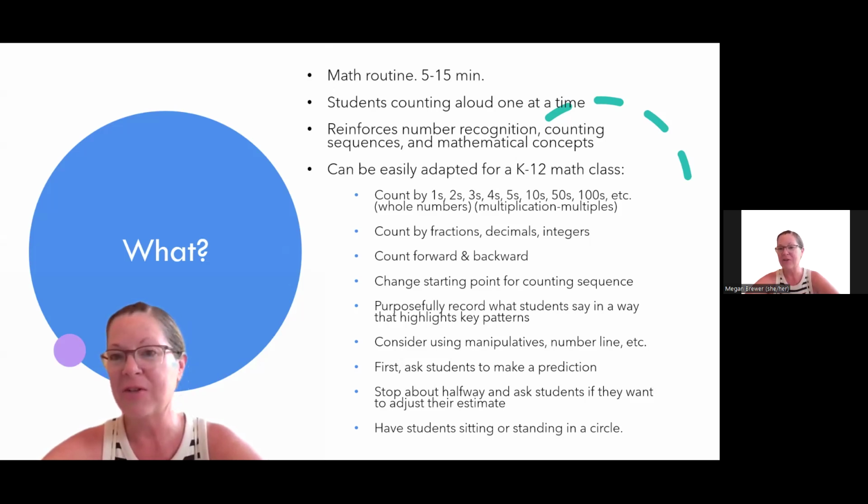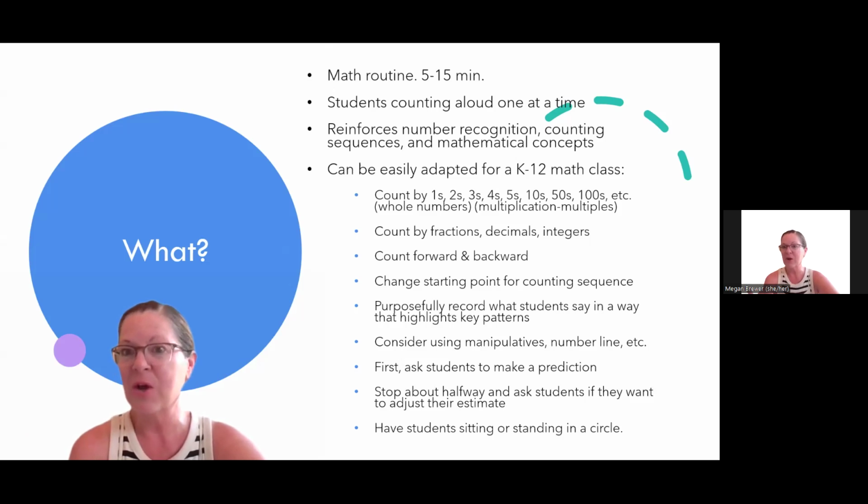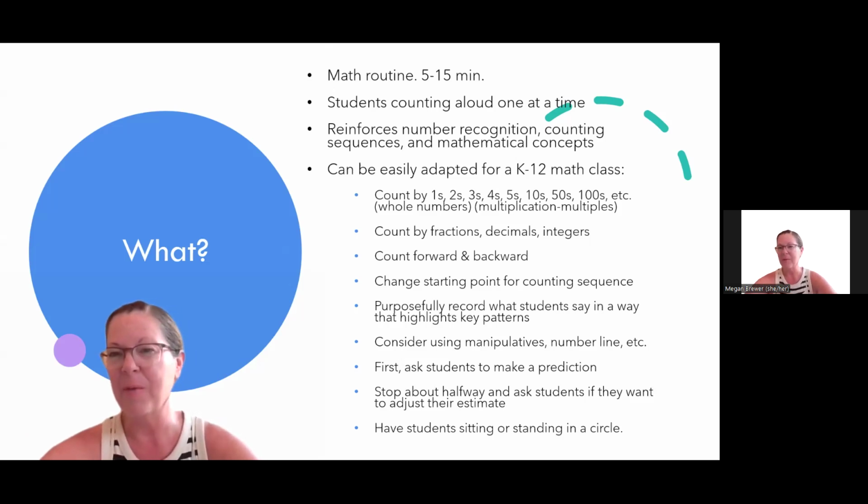So we have to think to ourselves first as educators, okay, how am I going to record this? Maybe on a piece of scratch paper before I even do the counting around the room with the students. I might just jot down different ways I could record it. And so I notice which way is going to highlight what I really want my kids to see. You can consider using manipulatives, especially for younger students, or possibly a number line or other tools.